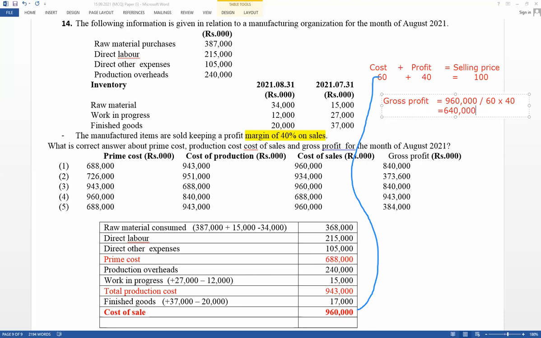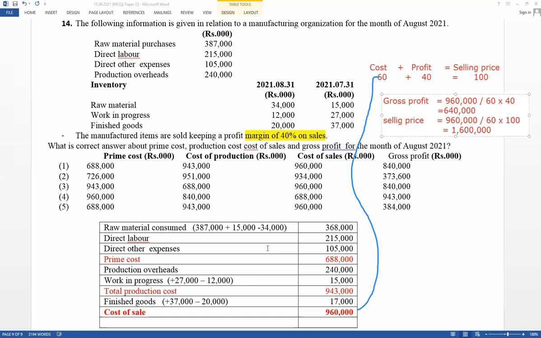Profit equals 640,000. 960 divided by 60 into 40. Think, selling price if they ask. Selling price if they ask: 960,000 divided by 60 into 100. If they ask for selling price, think what is the answer. 960 divided by 60 into 100. Therefore, selling price equals 1,600,000.